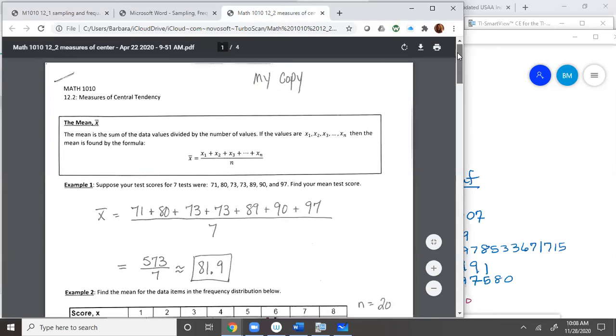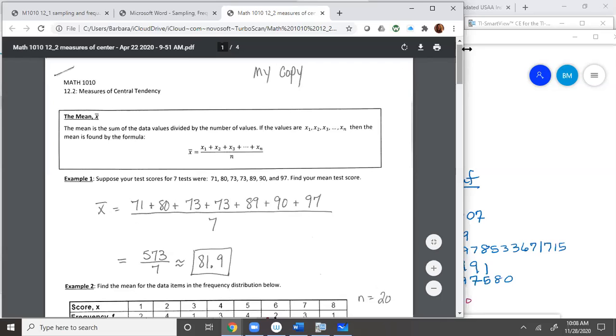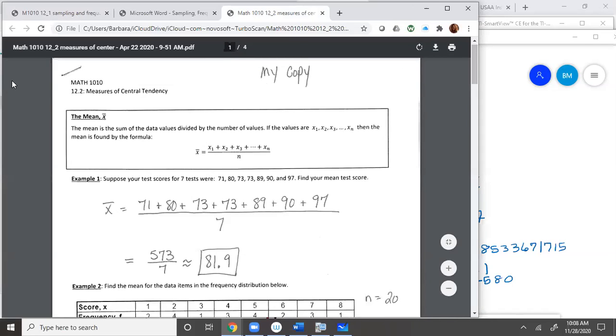In 12.2, we start learning about measures of central tendency, such as mean, median, mode, and mid-range. The mean is the sum of the data values divided by the number of values. So if the values are x1, x2, x3, up to xn, then the mean is found by this formula, x bar, which is the notation for mean. That's equal to x1 plus x2 plus x3 plus up to xn, all over n.